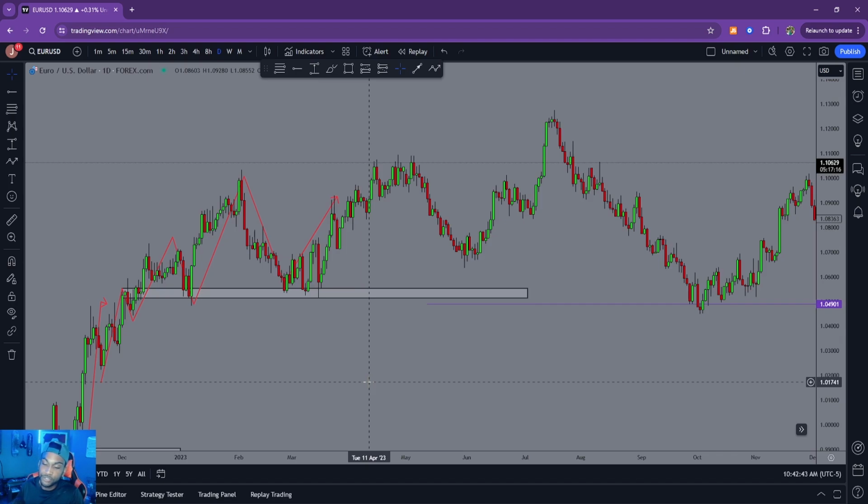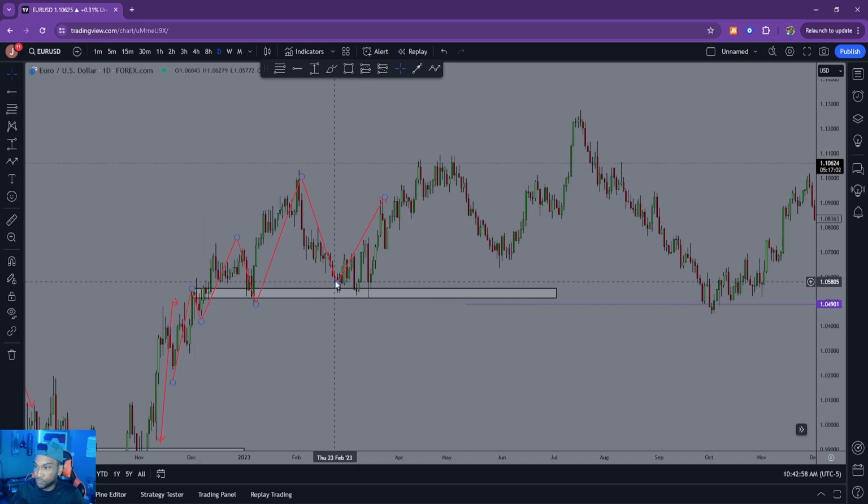A doji really means indecision, and that a change is coming, and if you're in any positions going to the upside, maybe you should think about closing some of those positions and be ready to sell to the downside. So just a couple of nuggets in there as well.